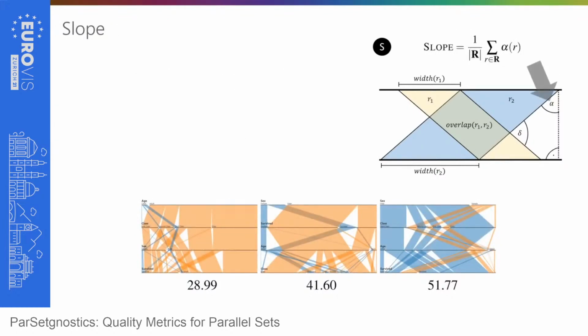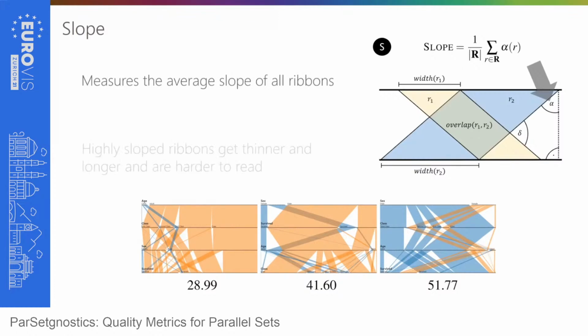The second category ordering dependent metric is slope. For this metric, we measure the average slope of all ribbons. The slope is determined by the angle alpha. Highly sloped ribbons get thinner and longer and are thus harder to follow, which is due to the geometric properties of parallelograms. These kinds of ribbons are also spanning a larger area of the visualization. For example, in this Titanic dataset, we can see that with decreased slope, it is more readable, while a high slope enforces a zigzag pattern that reduces the readability.